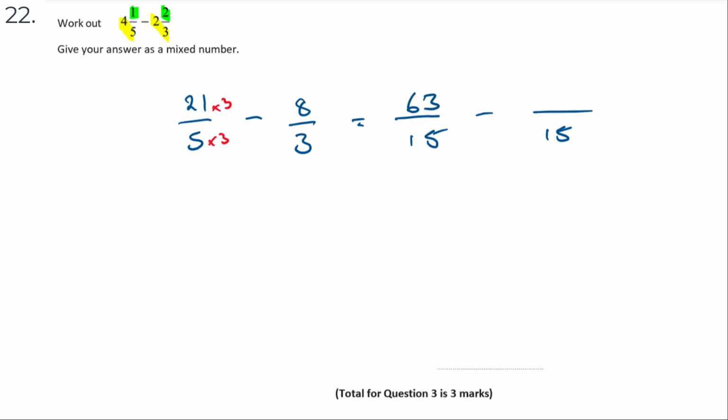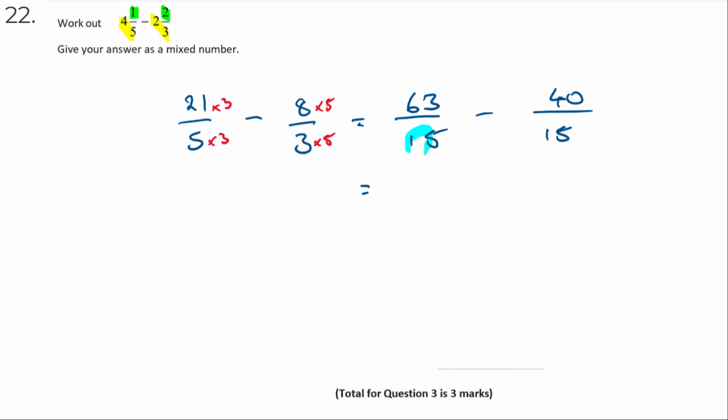So 63/15. How many times does 3 go into 15? It goes in 5 times. So multiplying top and bottom by 5, 8 times 5 is 40. So that's the same thing as 40/15. Okay. Right, now we're cooking on gas.